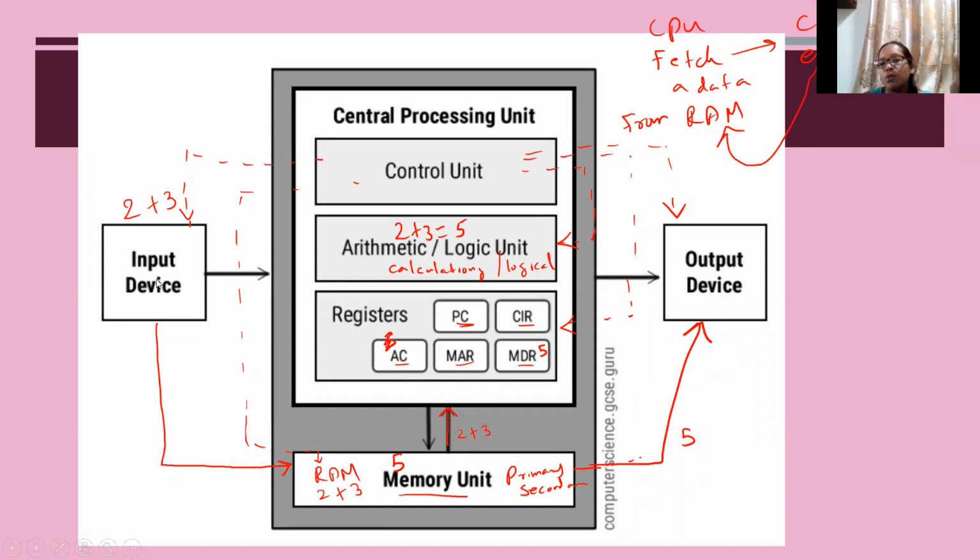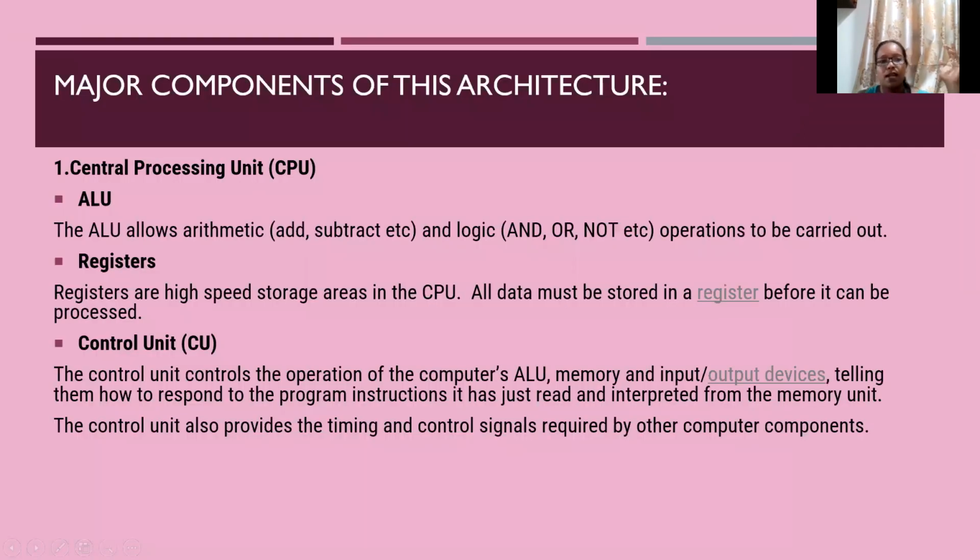What is the purpose of an input device? It will take the data inside to the computer. Output devices give back the information to the outside. The memory unit holds data and instructions. The CPU processes data. So in this slide, it has stated the purposes of each of these parts.